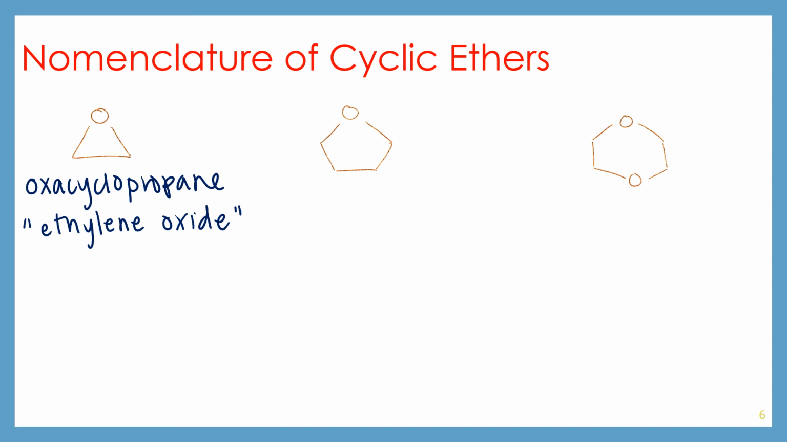The common name for cyclic ethers, well, specifically for an epoxide, actually, which is what this is, comes from the alkene that it can be synthesized from. So that's something that we'll get to, I believe, in part 3 of this chapter. So then the next one would be called oxacyclopentane, because there are 5 members of the ring.